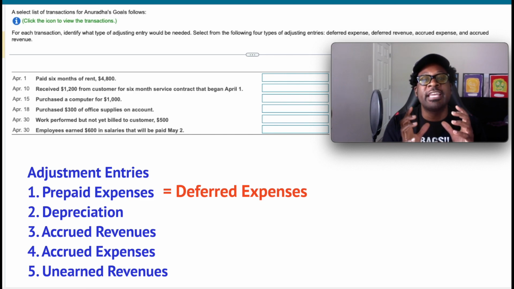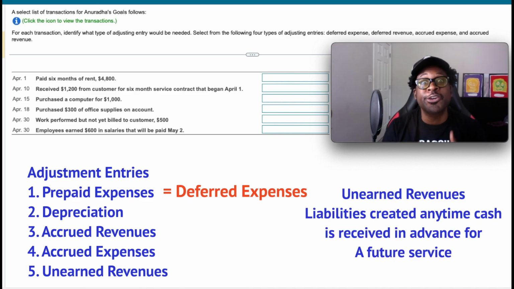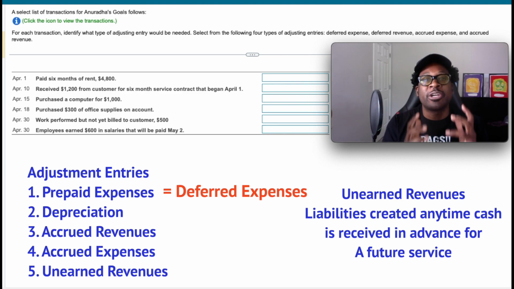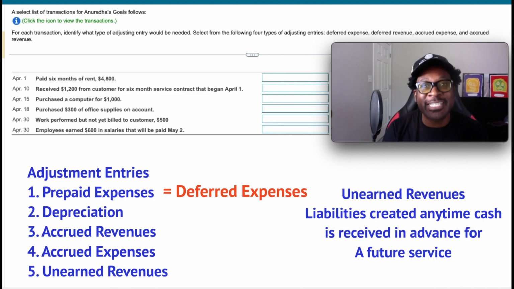Why? Because they are created anytime a company receives cash in advance for a service to be provided in the future. So what happens is the company receives cash but hasn't provided that particular service yet, which thus means that the revenues haven't been earned, i.e. unearned revenue. Since the revenues haven't been provided yet or earned, the company still owes. So with that being said, unearned revenues aren't revenues, they're liabilities, gang.